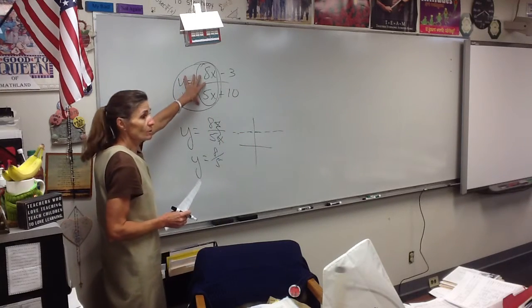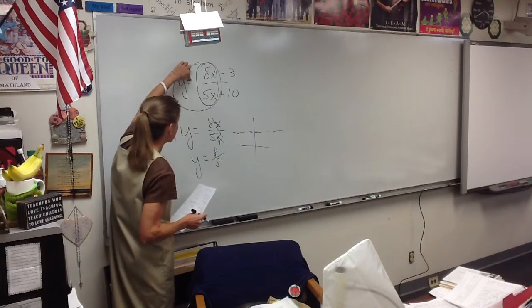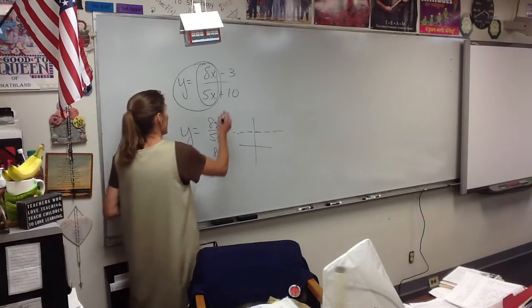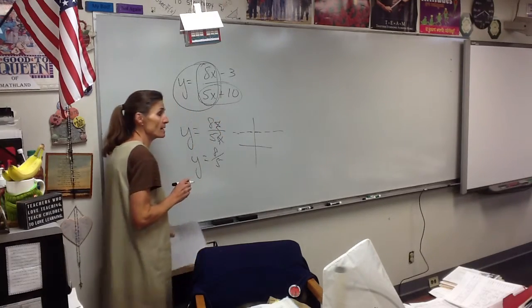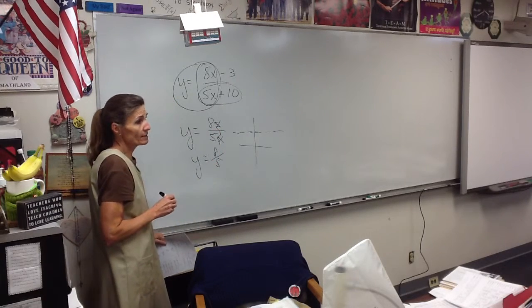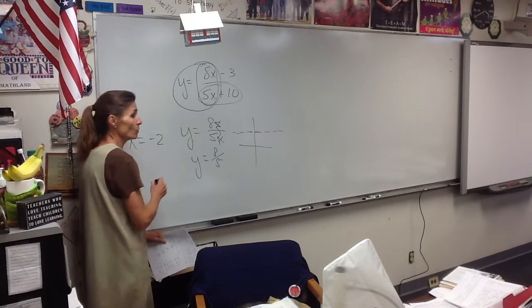So the horizontal asymptote is going to be y equals that fraction. The vertical asymptote comes from the denominator. There's only one letter in the denominator, and it is x. So my vertical asymptote is going to be x equals negative 2.